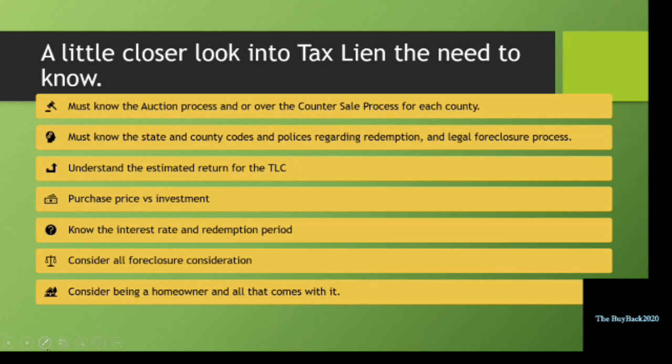Must know the auction process and or the over-the-counter sale process for each county. As we move on in the modules, we'll be going over the auction process versus the over-the-counter sale process. You must know the state and county codes and policies regarding redemption and legal foreclosure process. And later on in the program, you will have guided information to allow you to search any county in the United States that you're able to access through online modules. This will be shown to you later on in the program.